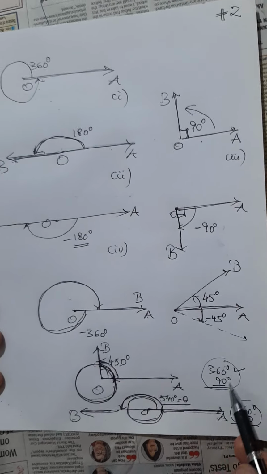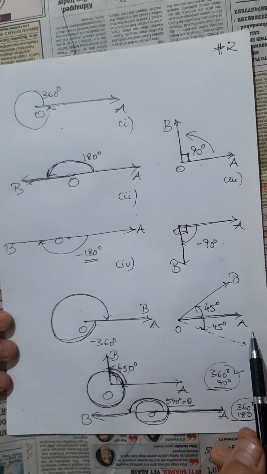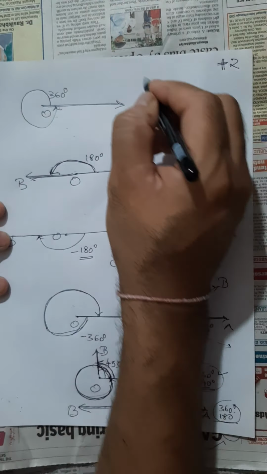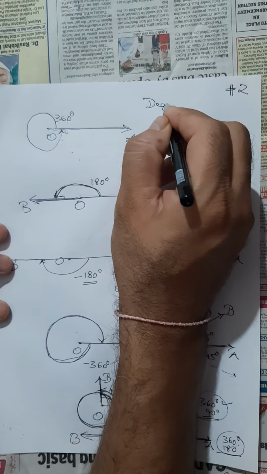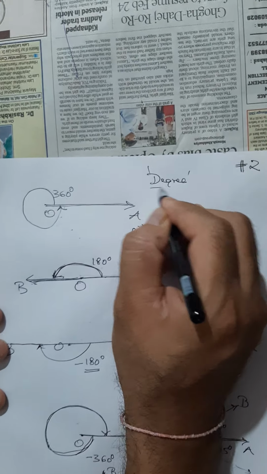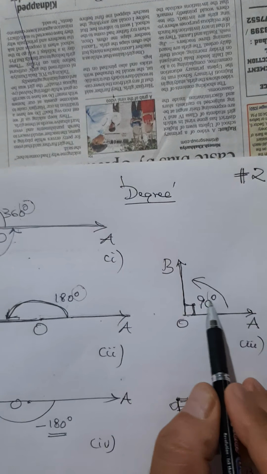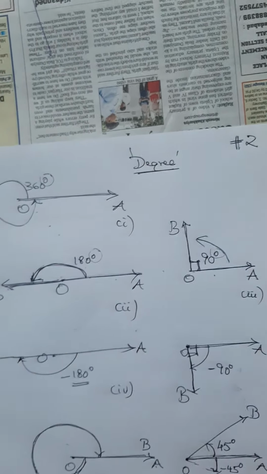So this way we understand positive and negative degree measurement of an angle. Each of these are presented, that's called the degree measurement of an angle. Remember, small circle is used to present degree measurement of an angle.